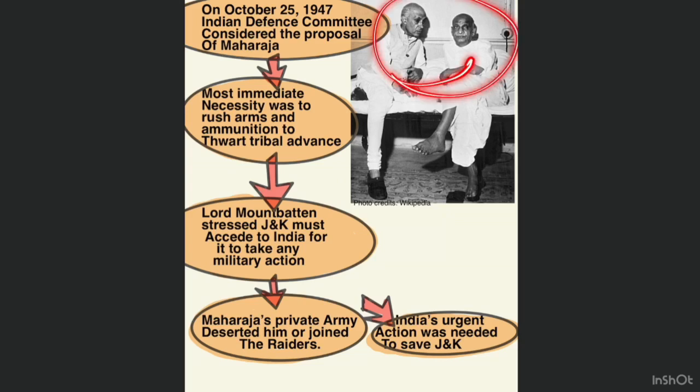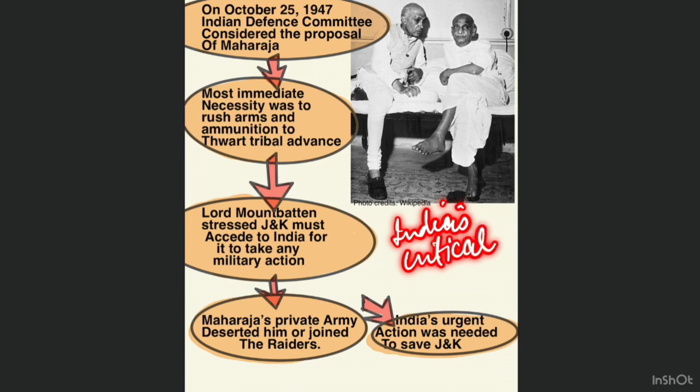Also, Pandit Nehru and Sardar Patel were astute leaders. They also wanted the Maharaja to first accede to India, and then they were willing to send the Indian military to the rescue of the valley. At the same time, the problems of the Maharaja were compounded. As we discussed earlier, his private army had deserted him, and some of them even joined the raiders. So his reserves were depleting. India's urgent help was critical. India's intervention at this time was critical to save Jammu and Kashmir from falling into Pakistani hands.